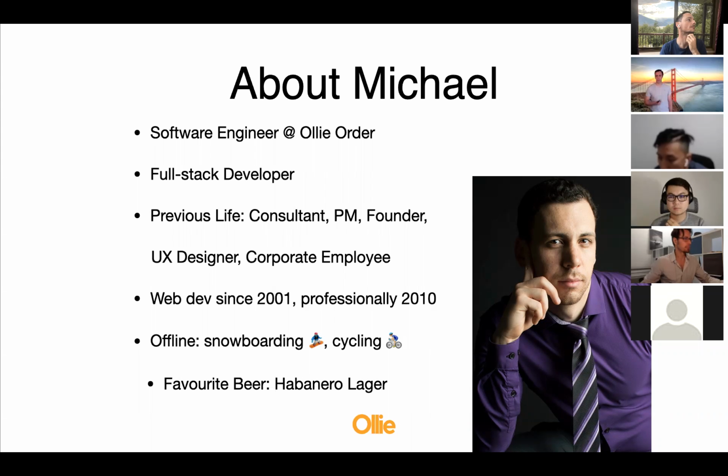So I joined a product company called Ollie Order right in the beginning when we were starting building a new version of the product. I'll talk about it. And when I'm not coding, you can find me usually snowboarding, you can find me cycling, and obviously Ollie is an alcohol company, so I have alcohol here by law. And my favorite beer is, we had this beer in Spain, a habanero lager. It's a spicy beer. I've never had it here since. It pairs really nicely with nachos and Netflix, actually. So really good stuff there.